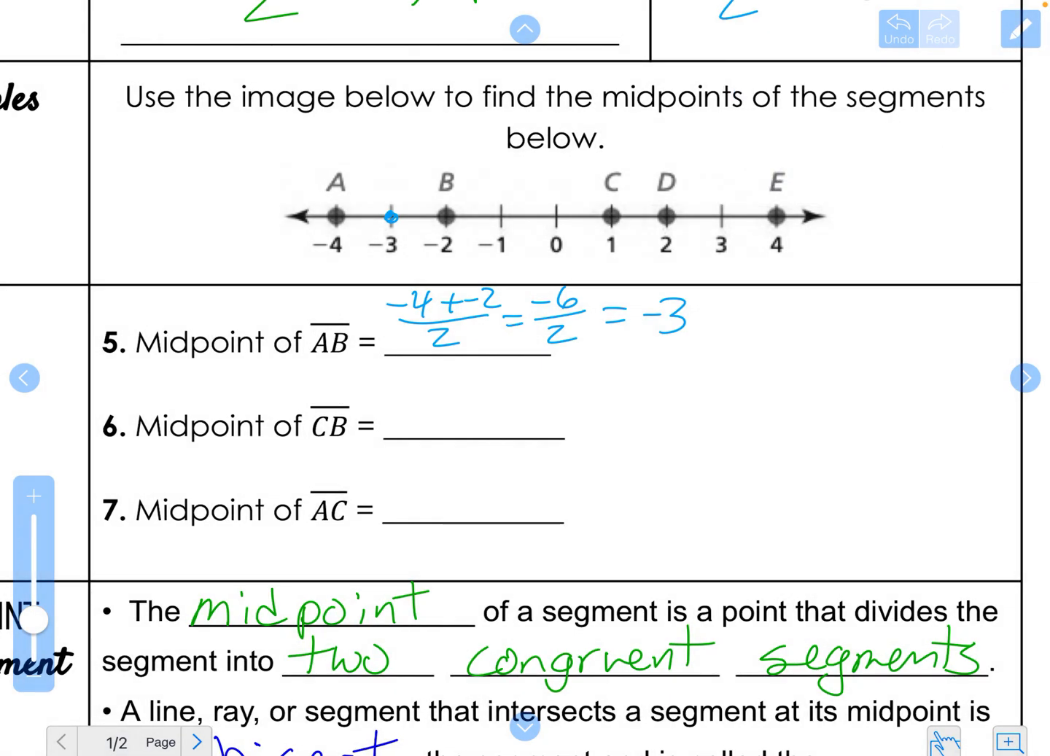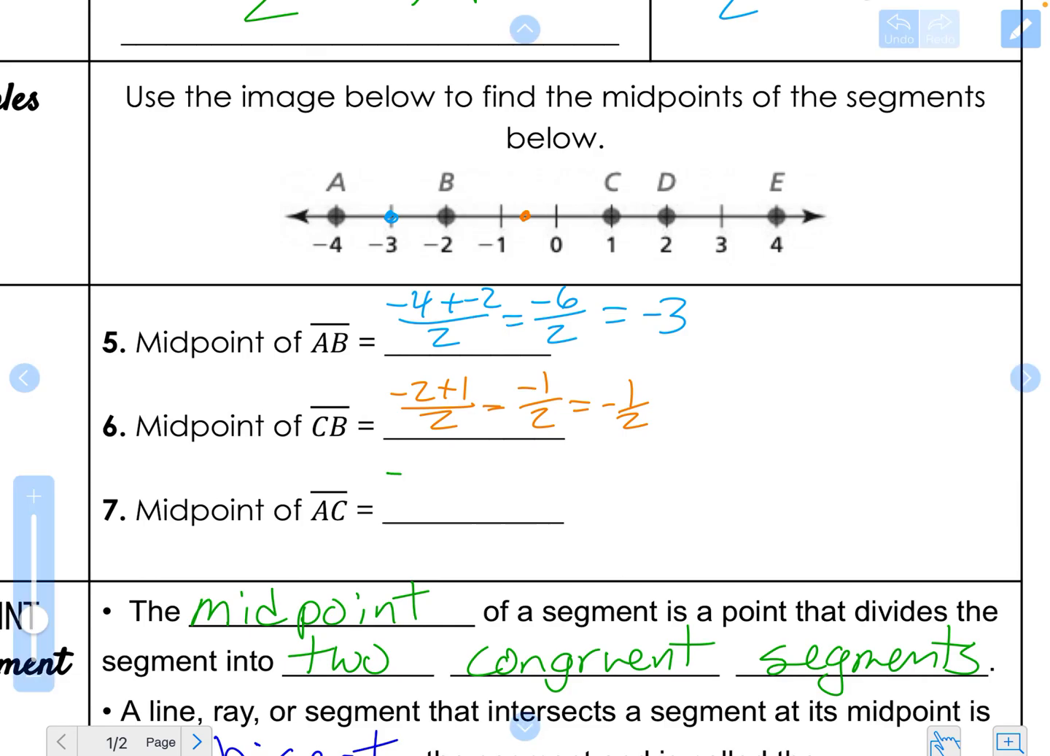Now let's look at C and B. So B is -2 plus 1, which is C, divided by 2. -2 plus 1 is going to be -1 divided by 2, which stays a -1/2. So if we mark that on our number line, -1/2 would be halfway between 0 and 1, which, yes, is in fact the midpoint between B, C.